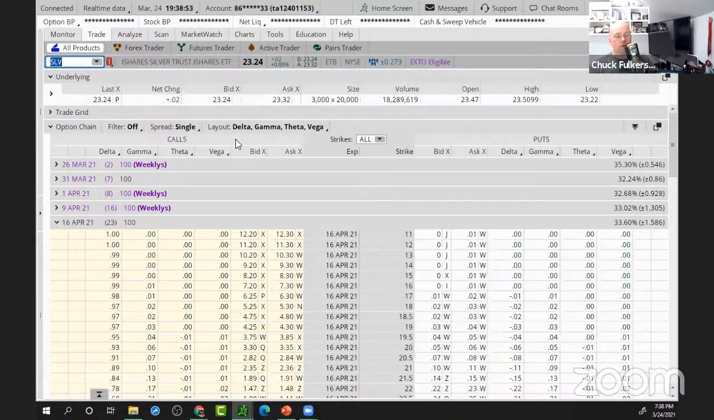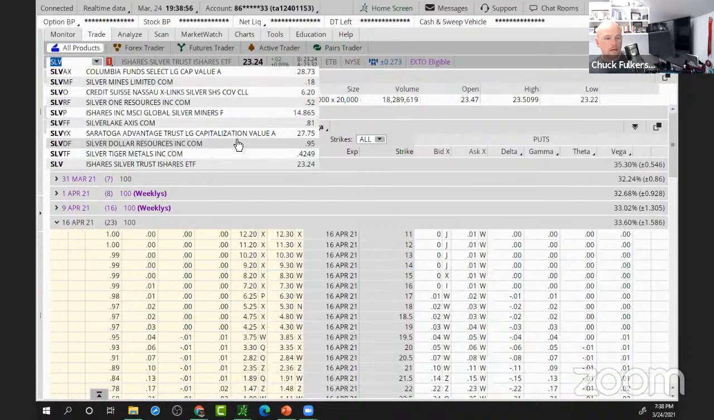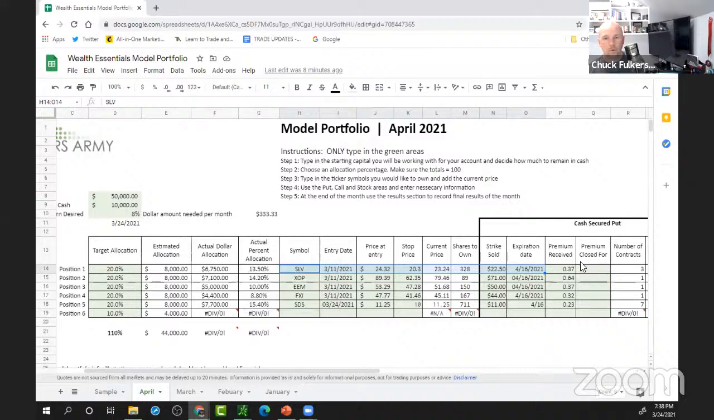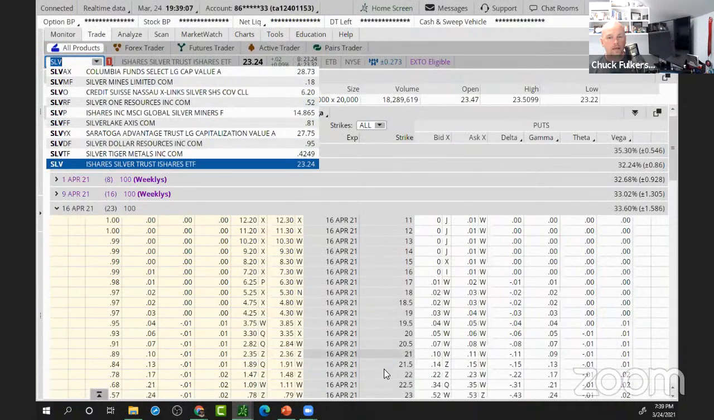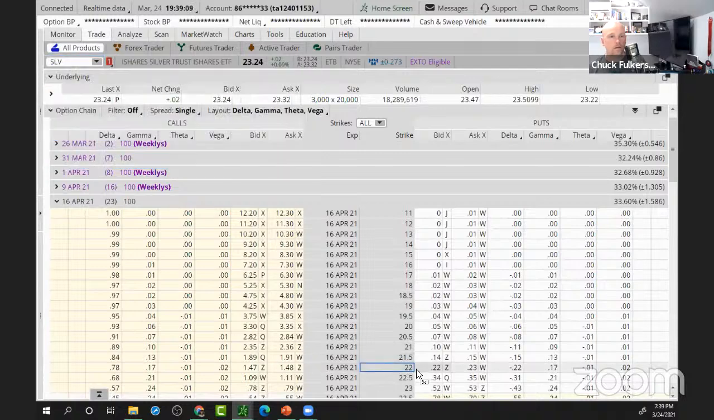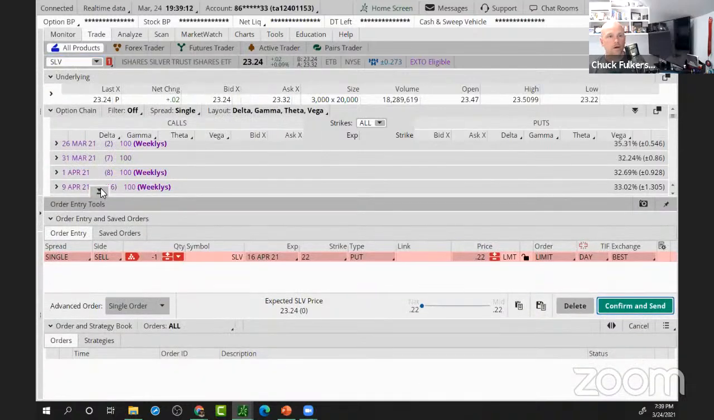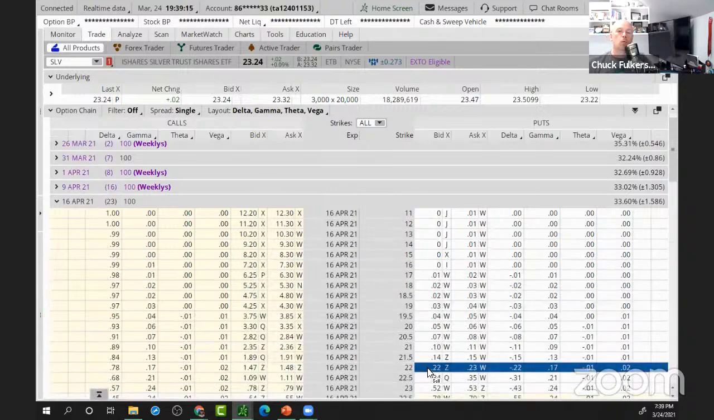if I go into SLV, when we got into this position, we sold the 2250s for 37 cents. Well, the 2250s currently are trading for 22 cents. So we could theoretically close it out for a profit right now. If we close it out right now, what would our profit be? We sold it for 37, we buy it back for 23, we've got a 14-cent profit. Everybody good with that?